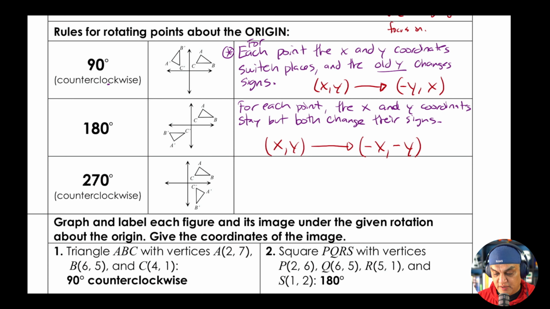Okay, so when we rotate 180, the numbers stay in the same spot. The x and y don't switch, but the signs change, each one. Okay, any questions about 90 and 180? That's what we see is happening. So for 90, they switch places, and that old y turns negative. For 180, they stay in the same spot, but both of them just change their sign. Okay, and then let's lastly see what happens at 270.